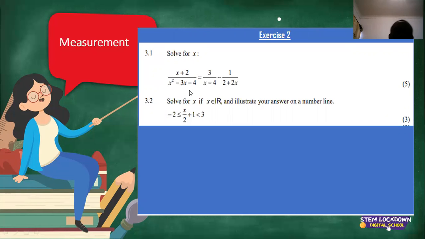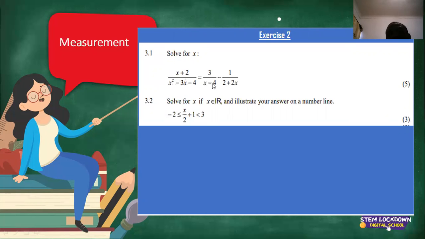Minus 4 times plus 1 will give you minus 4, and minus 4 plus 1 will give you minus 3. So our factors are minus 4 and plus 1. With that, we factorize the trinomial, and we're going to have x minus 4 and x plus 1.